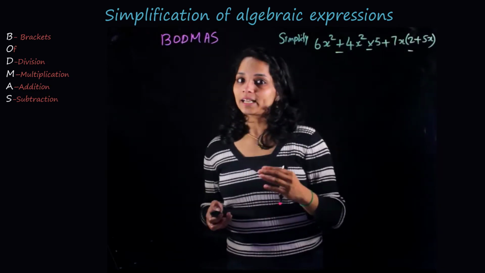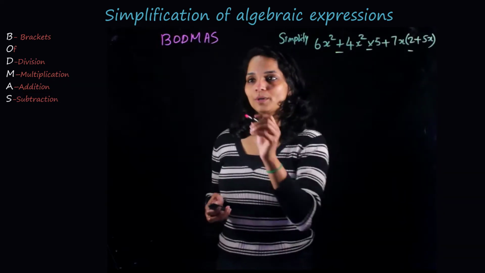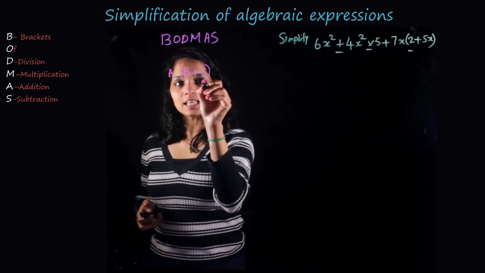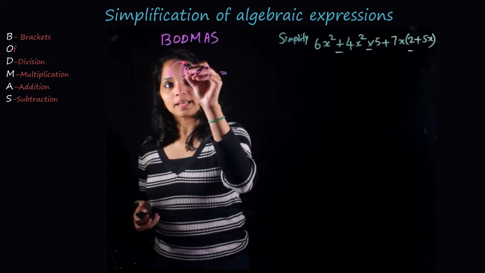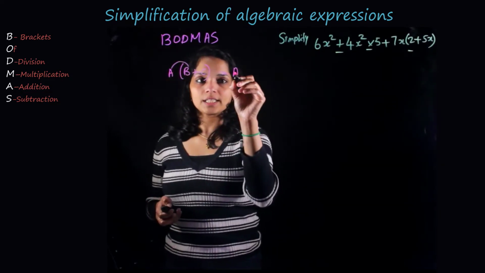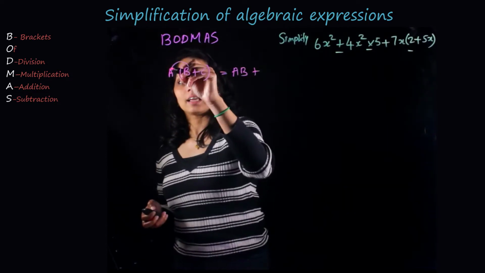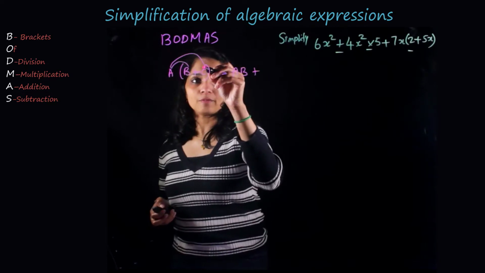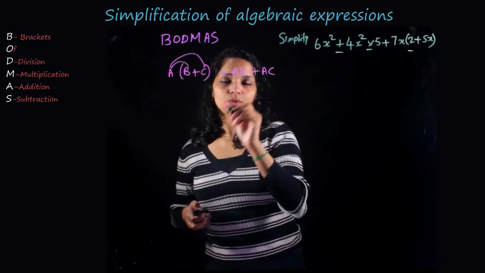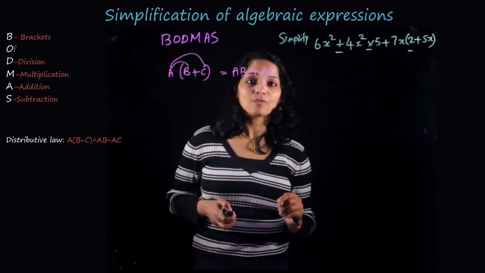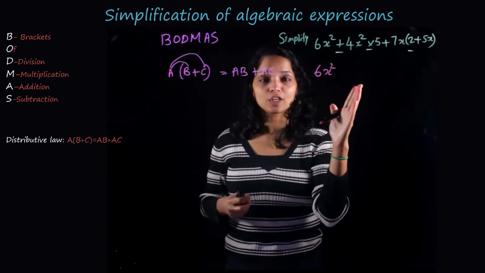To evaluate the brackets, we need to use the distributive law. Evaluating the brackets in A times (B plus C) is something like multiplying A with B first and writing it down, and then plus whatever symbol is in here, and then you need to multiply A with C. So let's say AB plus AC, which is known as the distributive law. Okay, so that's the first thing we're going to do.